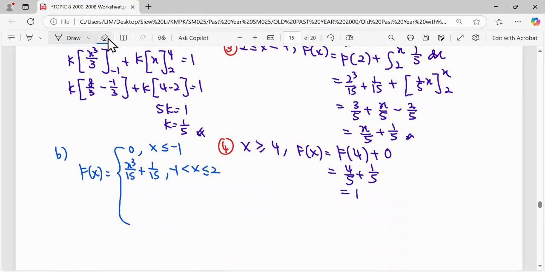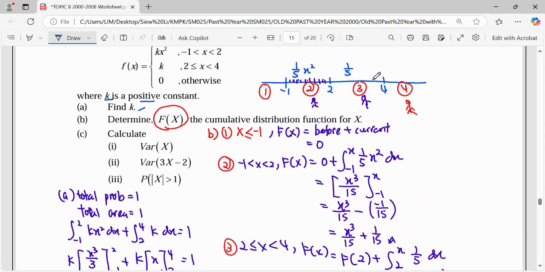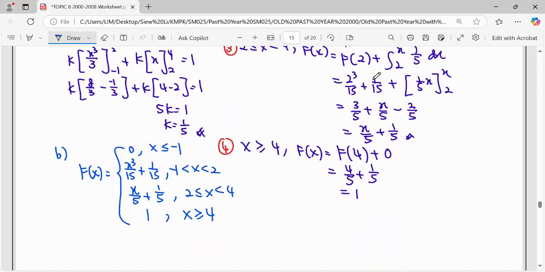So 2 is not equal. And for the third one is x over 5 plus 1 over 5. This is equals to 2 before 4. And lastly 1, which is x is more than equals to 4. Alright, so that will be our cumulative function.